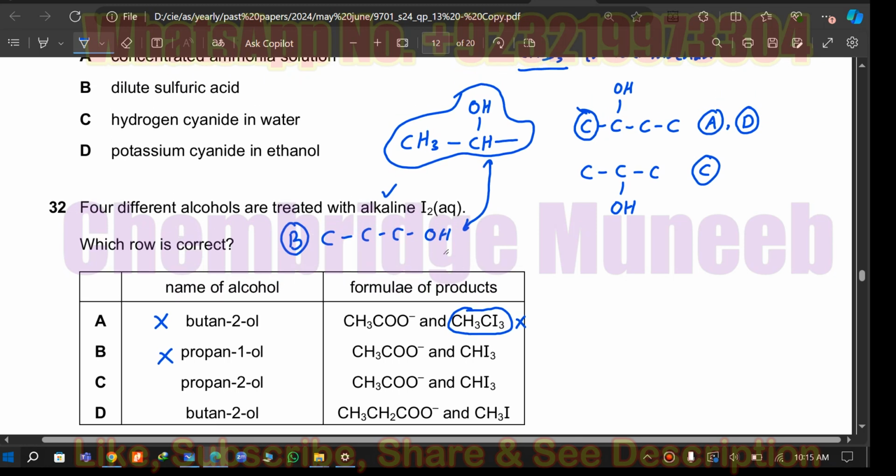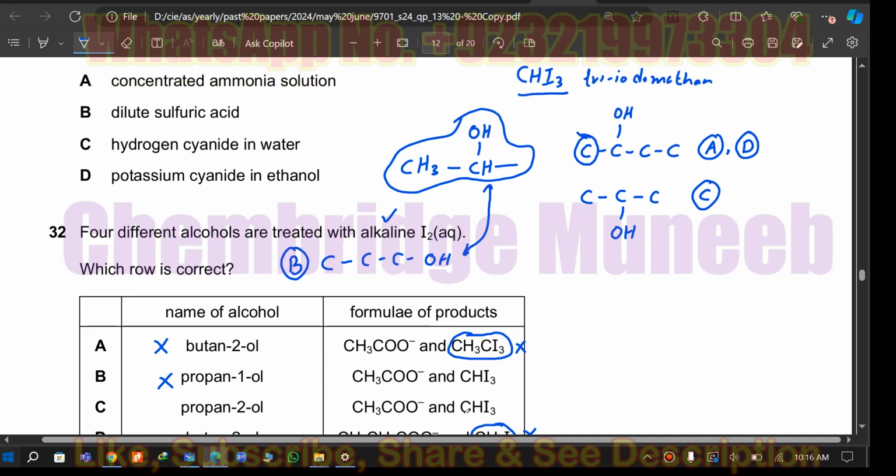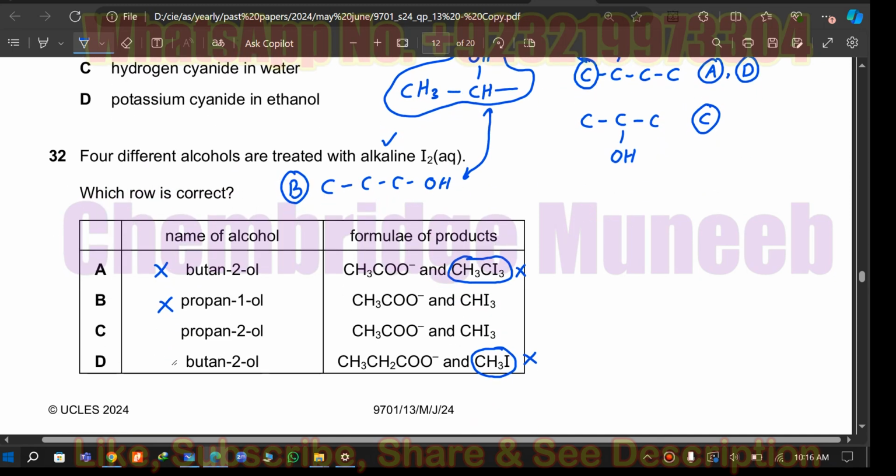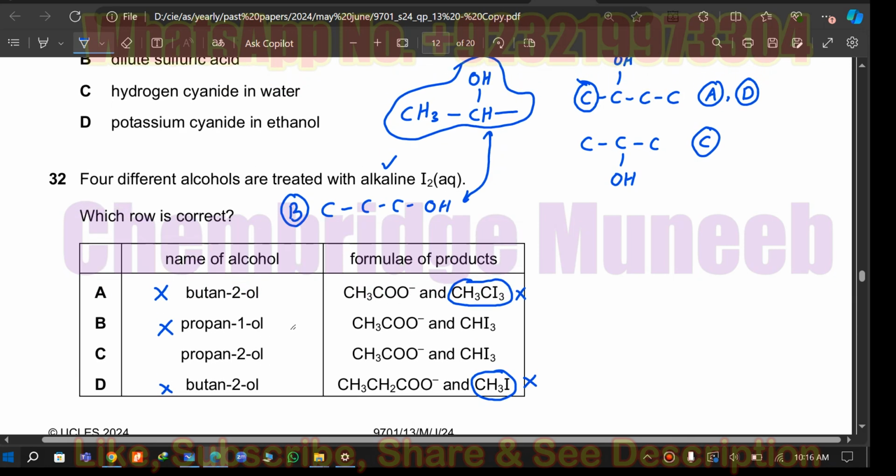In the second butane 2-ol, we see two products. Triiodomethane, that is correct, it will be produced. Still there is something more to note here. This other product is not the right product, it is also incorrect. Triiodomethane is CHI3, and CHI3 is the right formula. So both options D and A become incorrect. So the only option is C, but let's verify it.